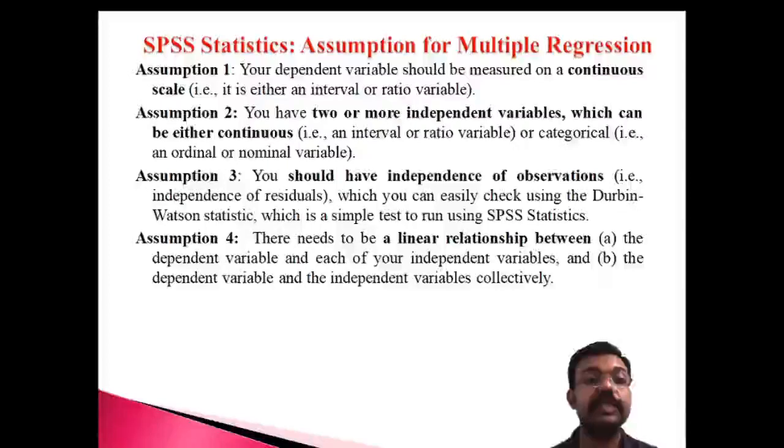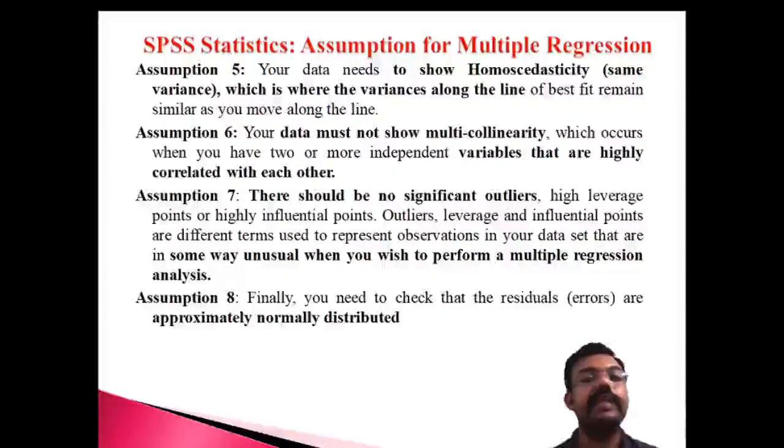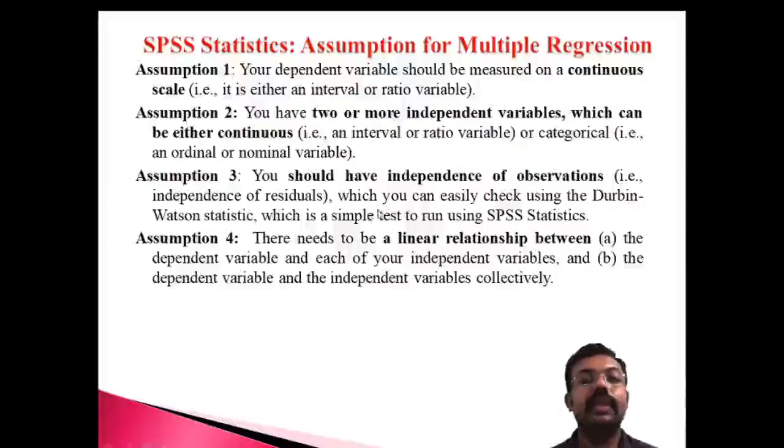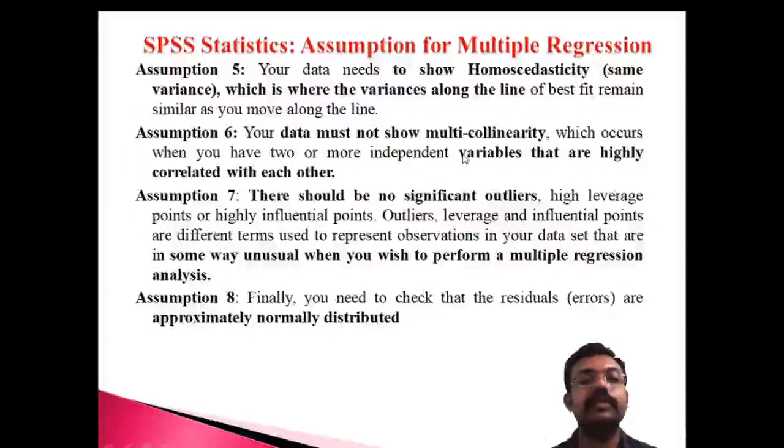And these are the assumptions regarding multiple regression in SPSS. The first is the continuous scale, another is two or more independent variables, and you should have independence of observation, then linearity and homoscedasticity, the same variance. There is linearity, normality and homoscedasticity. Okay, these are the elements. And they should not show multicollinearity, and there is no significant outlier, and the last assumption is normally distributed data, almost normally distributed. Okay, these are the important assumptions of multiple regression in SPSS.